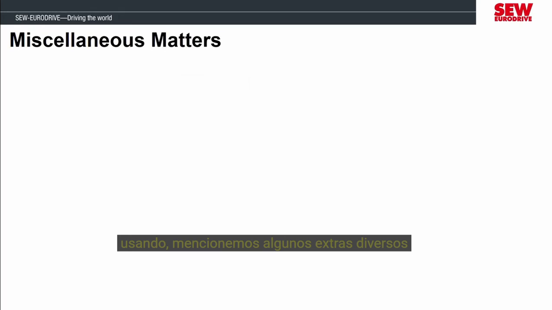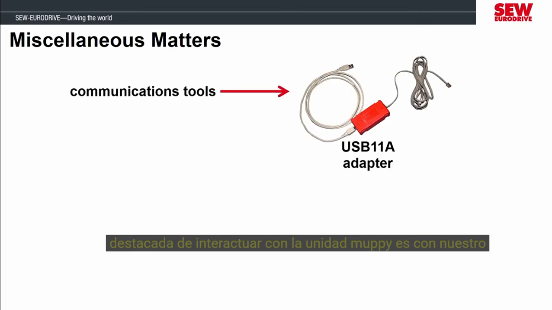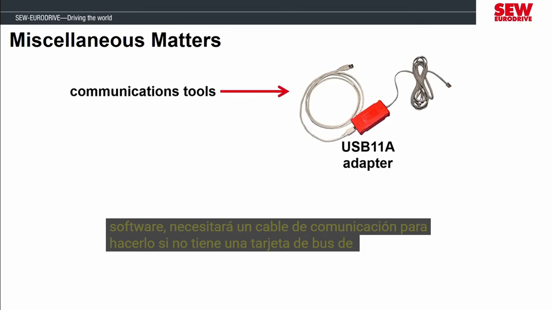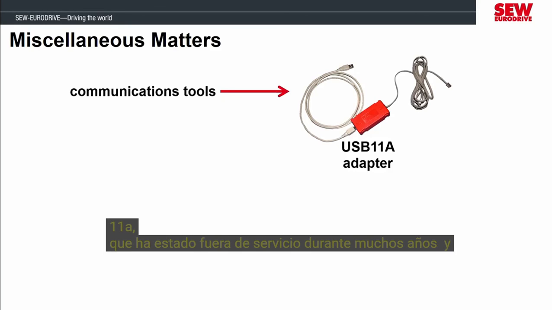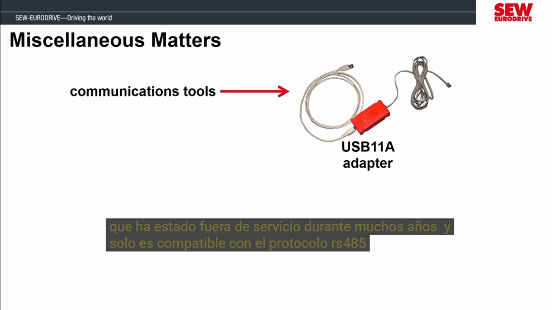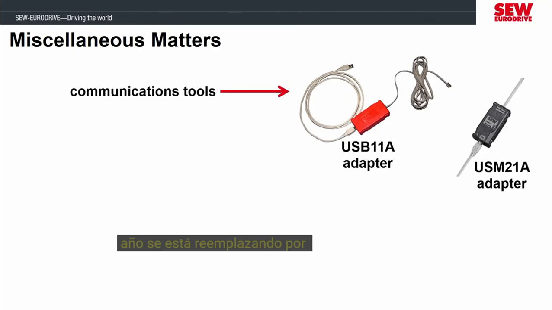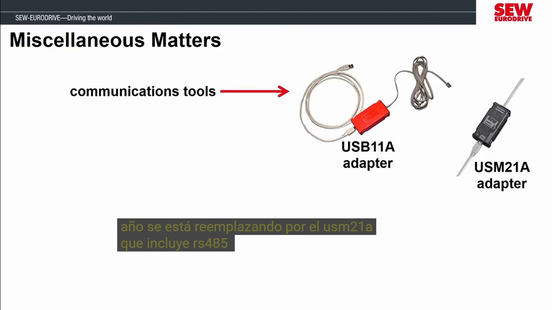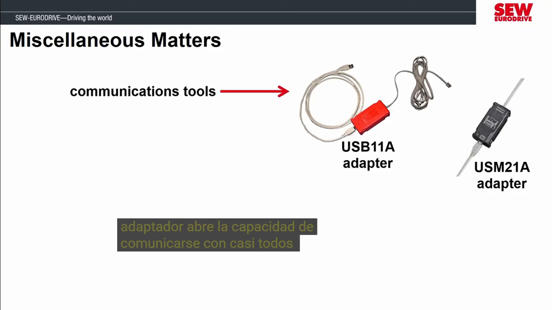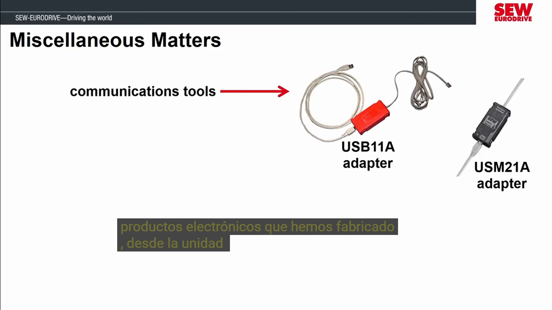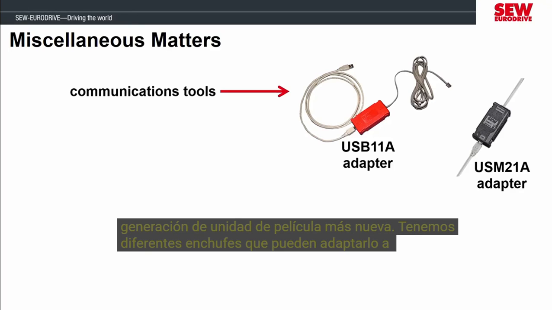Let's mention some miscellaneous extras. The most full-featured way to interface with the MOVIDRIVE is with our software. You'll need a communication cable to do that if it doesn't have a field bus card installed. One of these cables is called the USB 11A, which has been out for many years and only supports the RS-485 protocol. This cable is actually being discontinued this year. It is being replaced by the USM21A, which includes RS-485 and now adds CAN communication. This new adapter opens up the ability to communicate with almost every electronic product we've made, ranging from the old MOVIDRIVE A all the way to the newest MOVIDRIVE Generation C. We have different plugs that can adapt it to the various ports on each inverter.